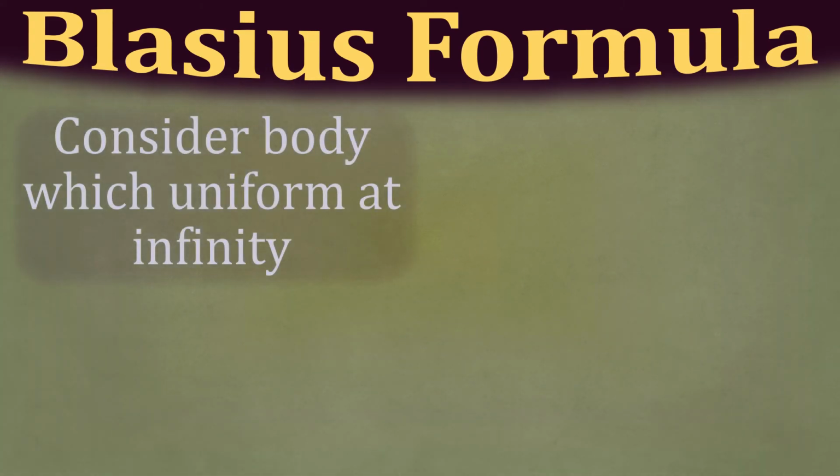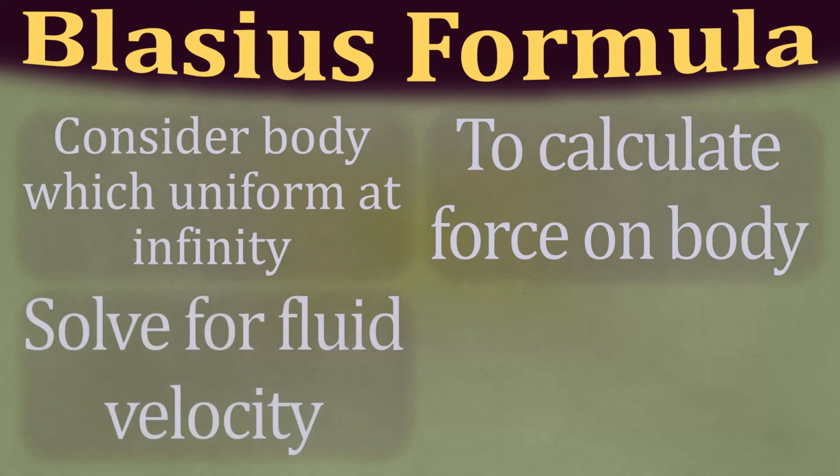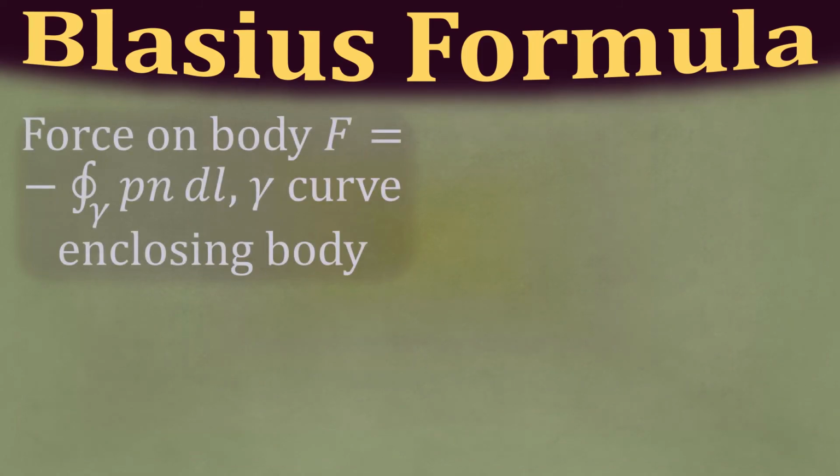Now let's move on to the Blasius formula. Consider a body in a flow which is uniform at infinity. To calculate the force on the body, first solve for the fluid velocity, second find the pressure on the surface of the body using Bernoulli's equation, and third the force on the body F is equal to minus the integral over gamma of p n dl, where gamma is a curve enclosing the body.